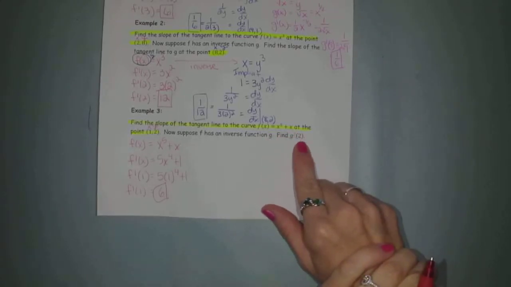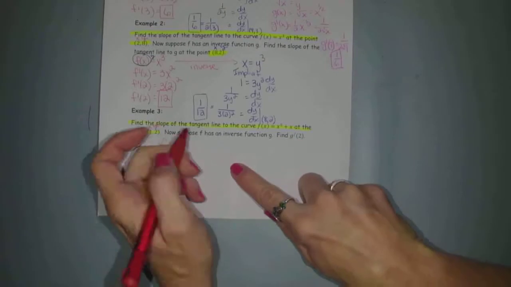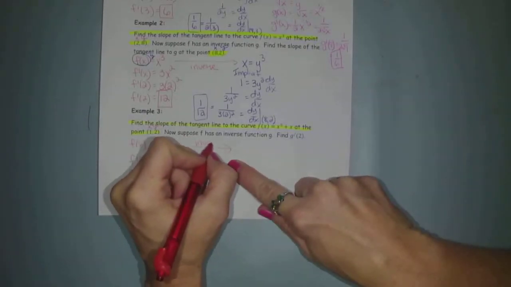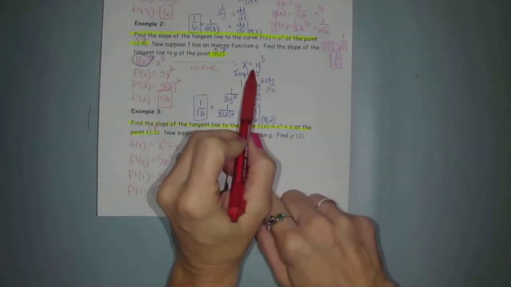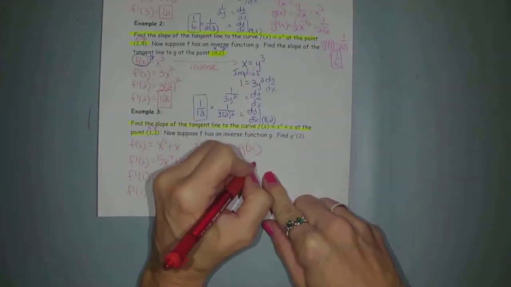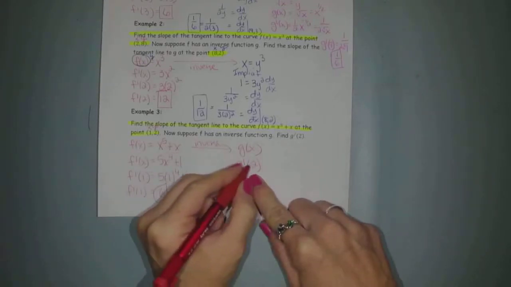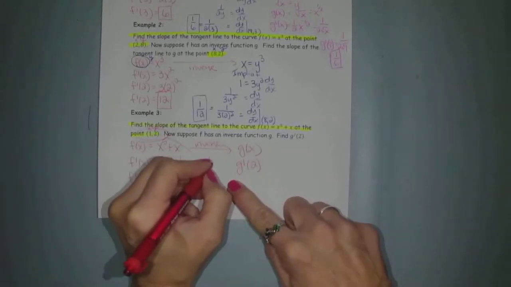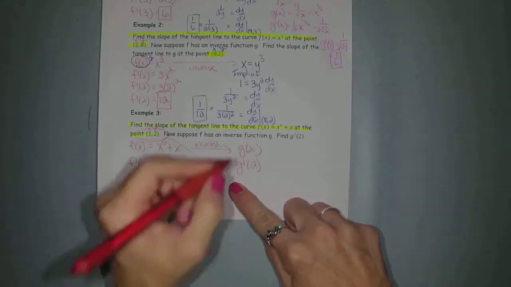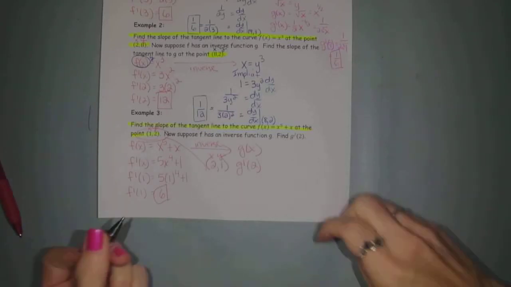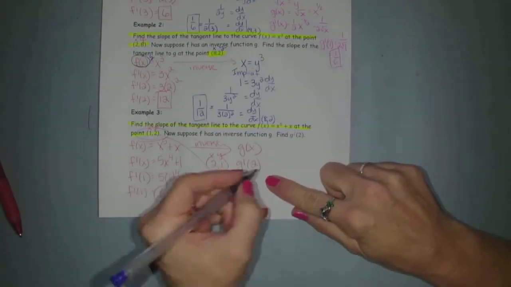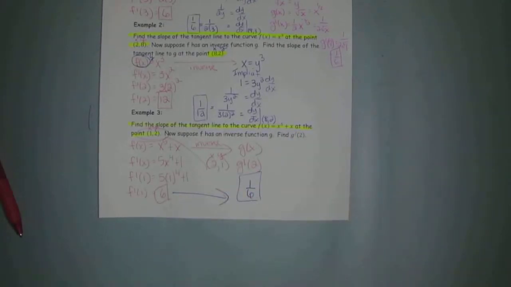Okay, now suppose f has an inverse function g. Find g prime of 2. So see what they're doing there? We know that the inverse is notated as g of x. That would be this part. And now we want g prime when x is 2. The reason x is 2 is because this point flips to 2, 1. And so now my x is 2. So g prime of 2, without doing any work, yippee, is the reciprocal of 6, 1 over 6, and we're done. Okay, let's flip it over.